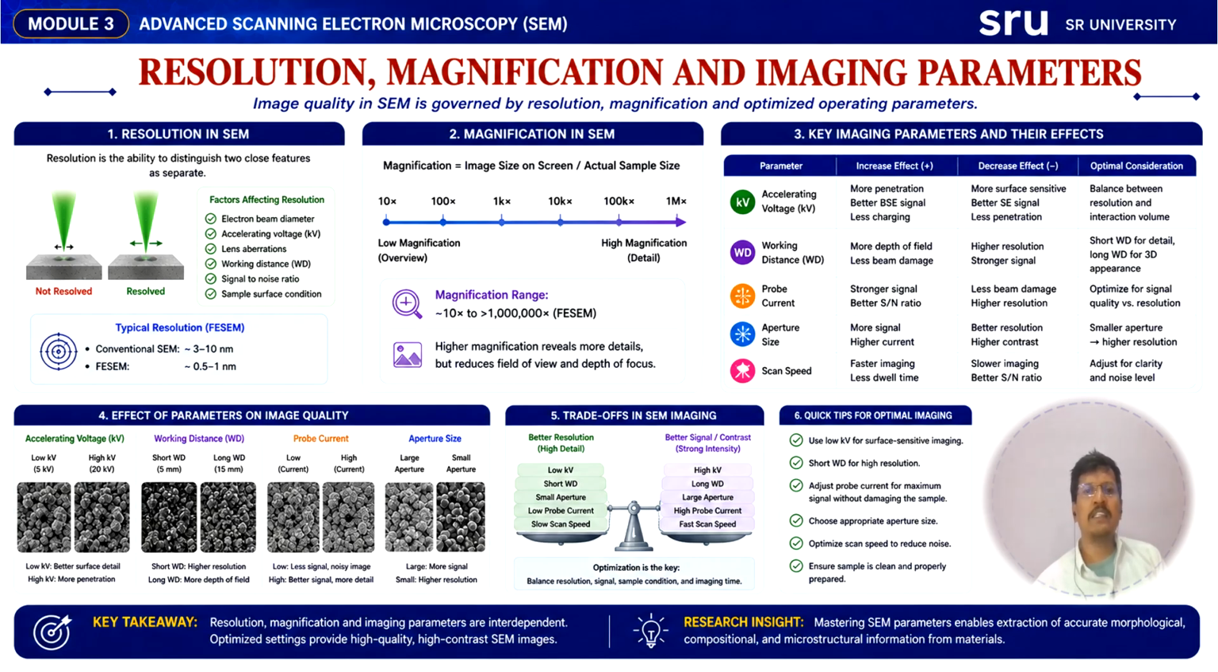Working distance plays a significant role as well. A shorter distance generally produces better image quality. So conventional SEM systems typically achieve a resolution of a few nanometers, whereas FESEM instruments can achieve sub-nanometer resolution, allowing visualization of extremely fine nanoscale features.